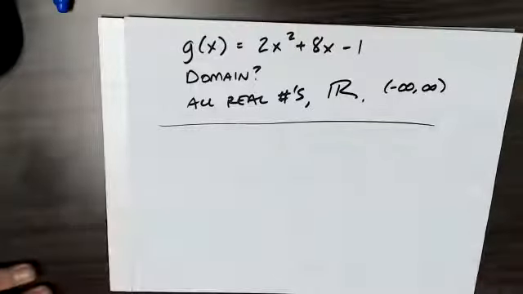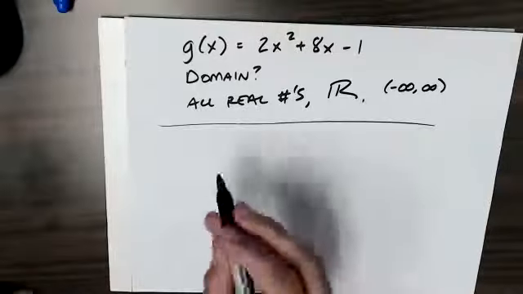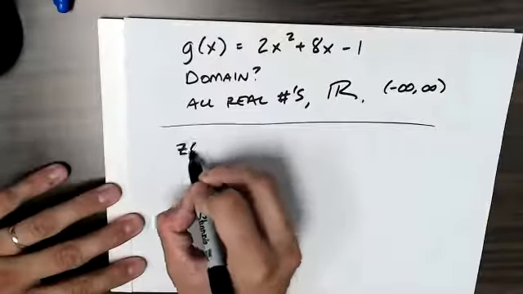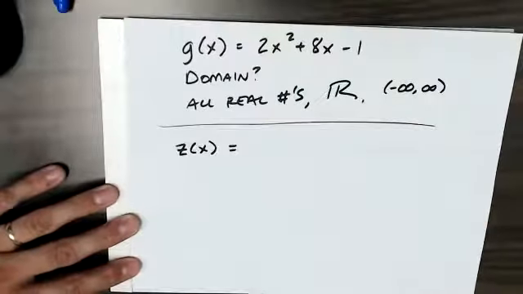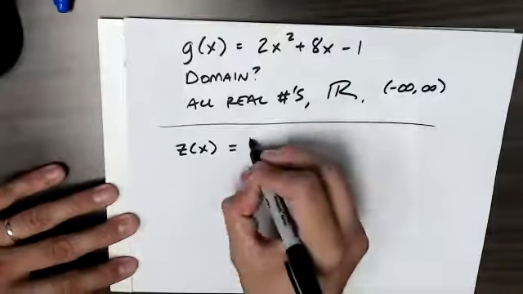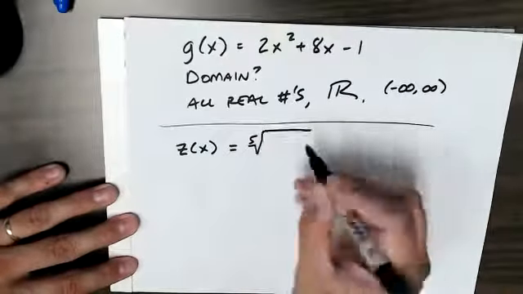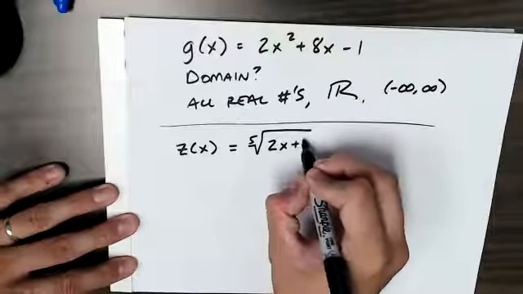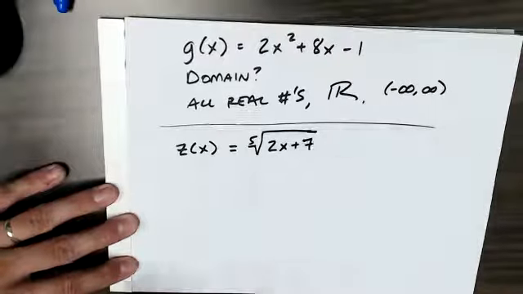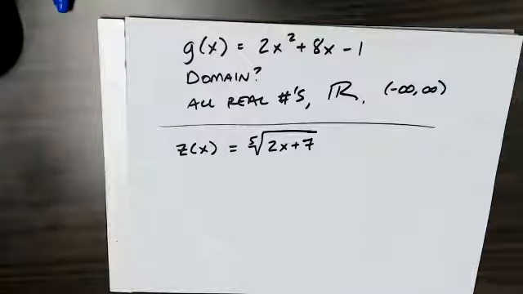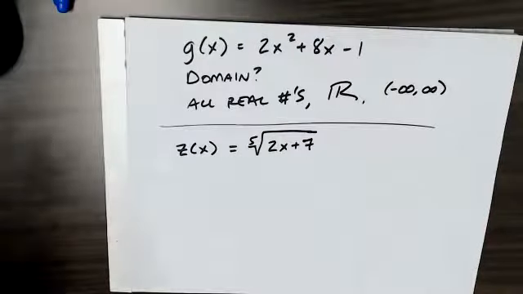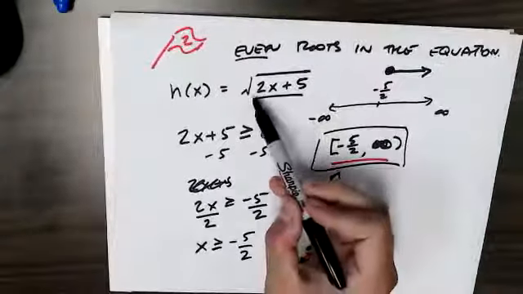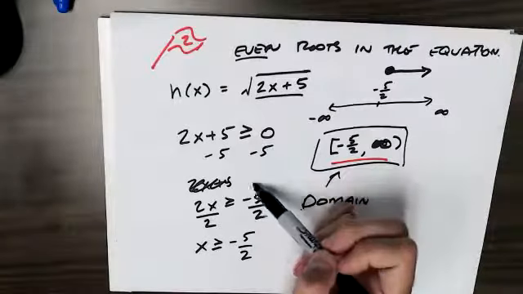Another one would be if we had a root that wasn't even. So if I had, let's say we've got z of x. Z sounds cool. And I've got the fifth root of 2x plus 7. And I know what you're thinking. You're thinking, wait a minute, that's a radical. And that radical, earlier when we did an example with a radical, we had to set the thing greater than or equal to 0 and solve.